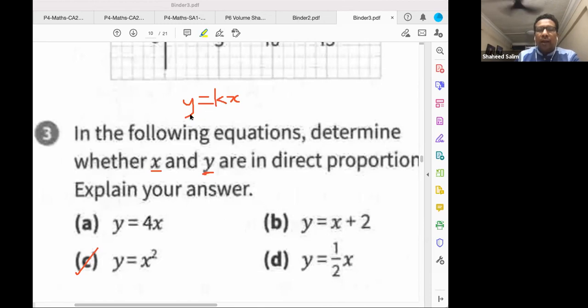The first one, y equals 4x. Can you see the pattern very clearly? y equals kx, here k is 4. This is very clearly in direct proportion because it follows the formula. So this one is okay. We do the last one here also, because these two are the ones that are in direct proportion. Half times x. So you can see y equals kx.